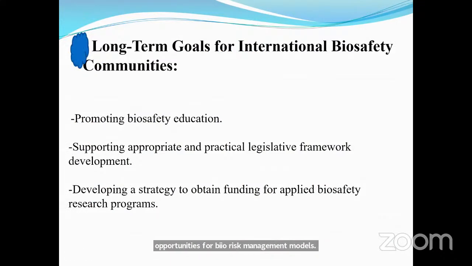The long-term goals for the association: promoting biosafety education, particularly of the younger generation, involving curriculum development within a common framework and a common methodology for evaluation. Supporting appropriate and practical legislative framework developments, and developing a strategy to obtain funding for applied biosafety and biosecurity research programs.